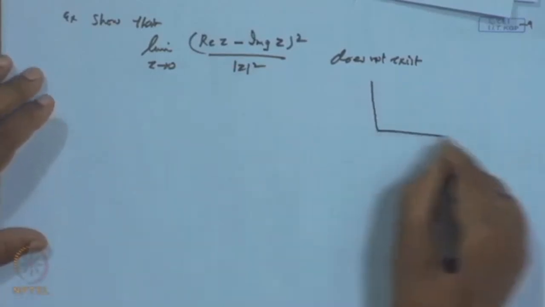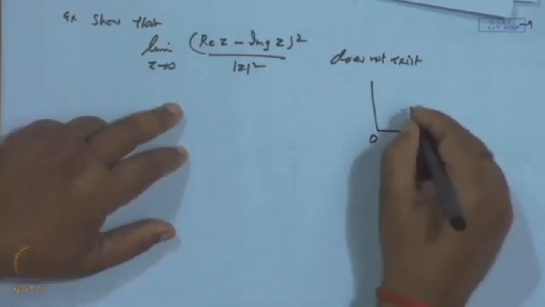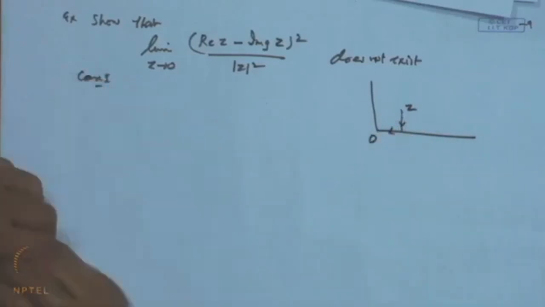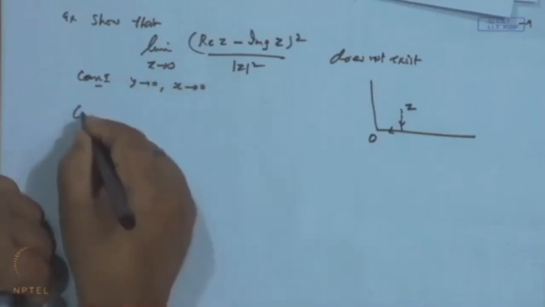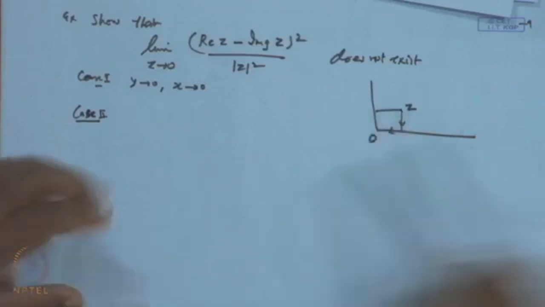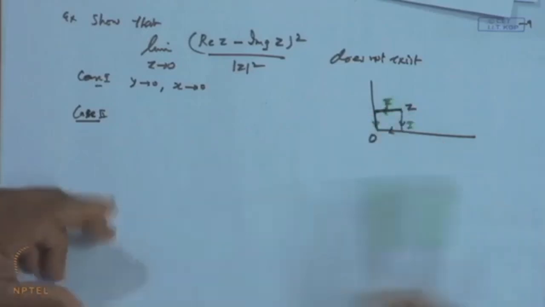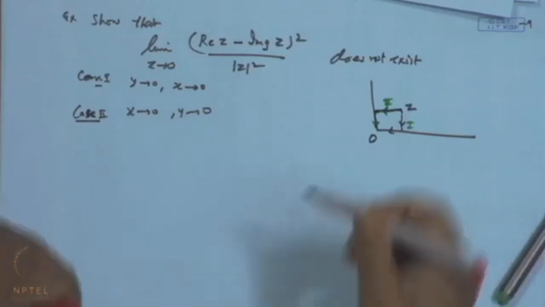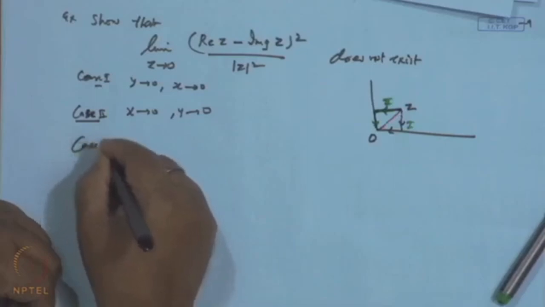So, what are the paths now? We want the limit when z approaches 0, and I can choose any path. Case 1, the first path, is when y tends to 0 first and x tends to 0 later on. The second path is when x tends to 0 first, and then y tends to 0. The third path may be any line or curve, say the line y is equal to mx.